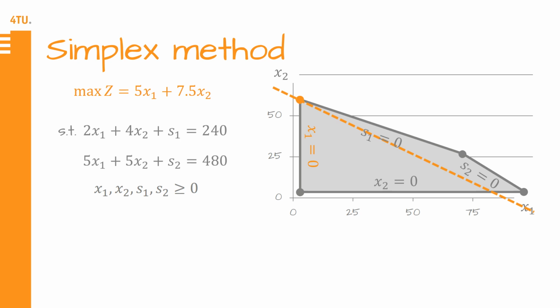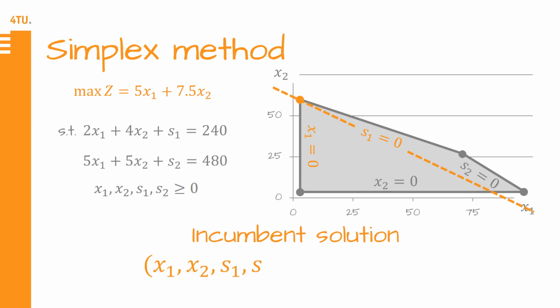This basic feasible solution lies at the intersection of the lines x1 equal to 0 and S1 equal to 0, which means that x1 and S1 are the non-basic variables in this solution. This gives us the incumbent solution for which both x1 and S1 are equal to 0, x2 is equal to 60, and S2 is equal to 180, and which has an objective function value of 450.